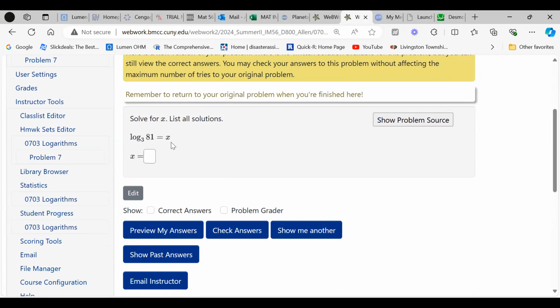It's 3 to the x equal to 81, right? When you convert it, how do you solve that?